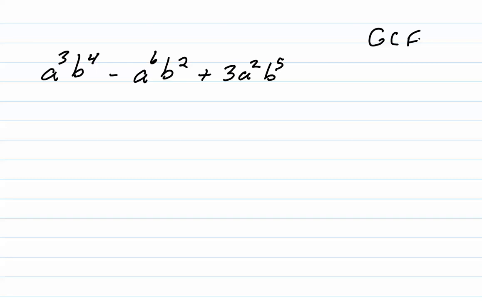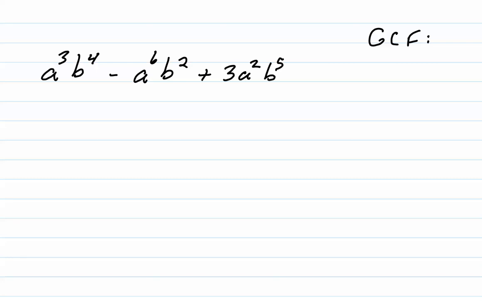So when we look at greatest common factor, we're going to look at each term, and the problem I have here is a cubed b to the fourth minus a to the sixth b squared plus 3a squared b to the fifth. What we want to do is look to see what is common in each term. Each of the terms have an a, each of the terms have a b. Some are positive, some are negatives.